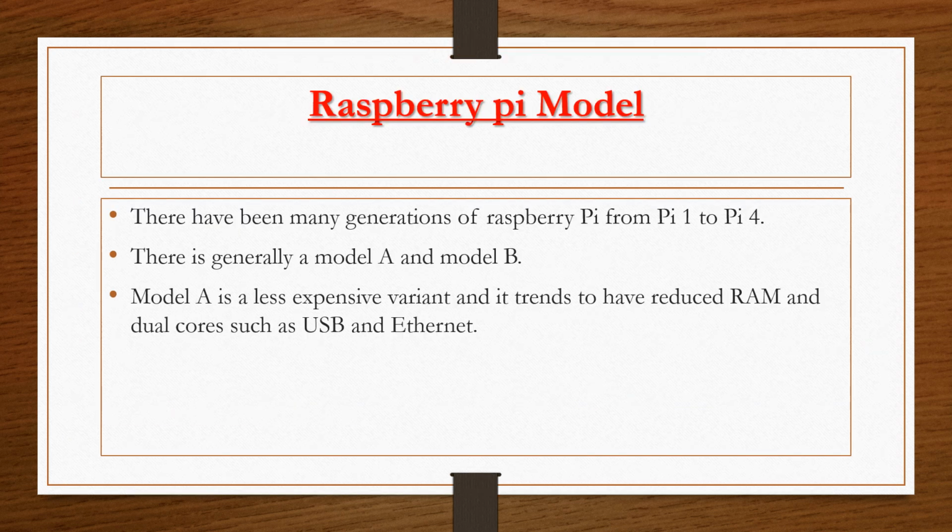Raspberry Pi models: there have been many generations of Raspberry Pi, Pi 1 to Pi 4. There is generally a model A and model B. Model A is the less expensive variant and it tends to have reduced RAM and fewer ports such as USB and Ethernet.